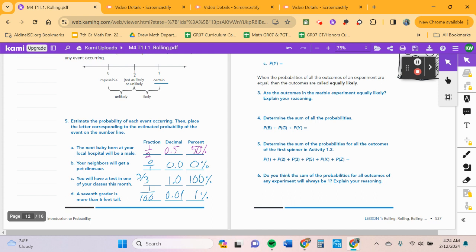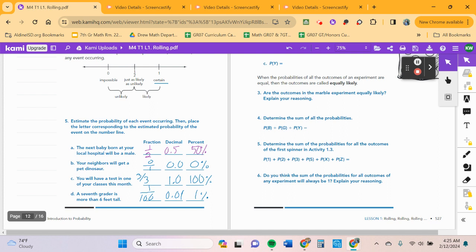For C, what is the probability that you will have a test in one of your classes this month? Well, you may know the answer, maybe it's a 90% chance, I'm not sure, but I put 100% chance because I know for a sure fact that within a month you've got math tests coming up. So I put 100%, that decimal is 1.0, and then as a fraction, you could have put 1 out of 1, 2 out of 2, 3 out of 3, etc.